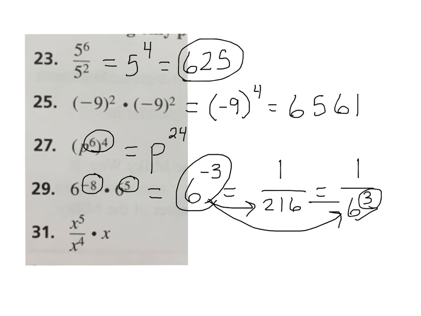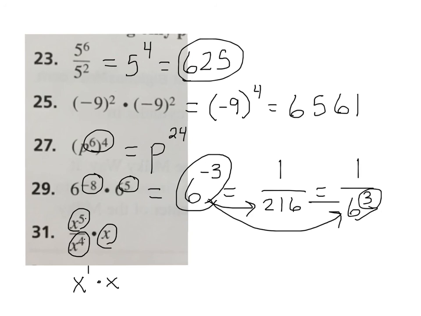All right, let's look at this last one. Now, what are we doing right here? Say dividing. Okay, when you divide, what do you do with the exponents? Subtract. So what's 5 minus 4? Okay, so I have x to the 5th divided by x to the 4th, which is going to be x to the 1st because 5 minus 4 is 1. And then I'll bring this down times x.